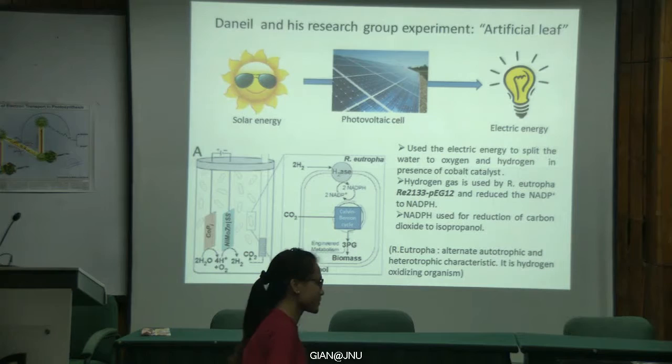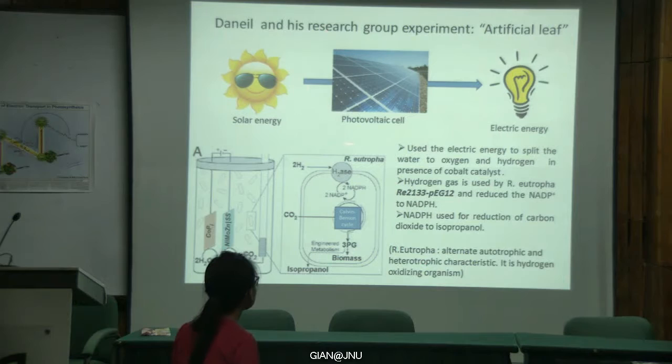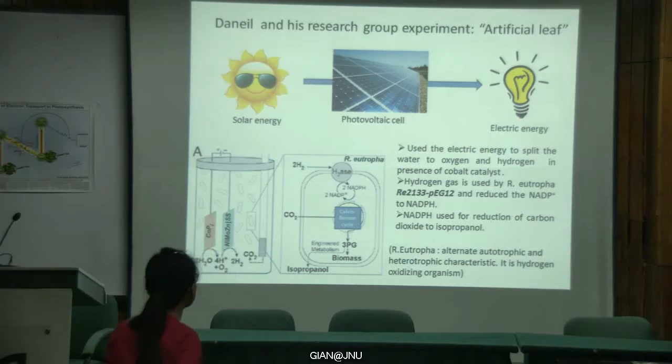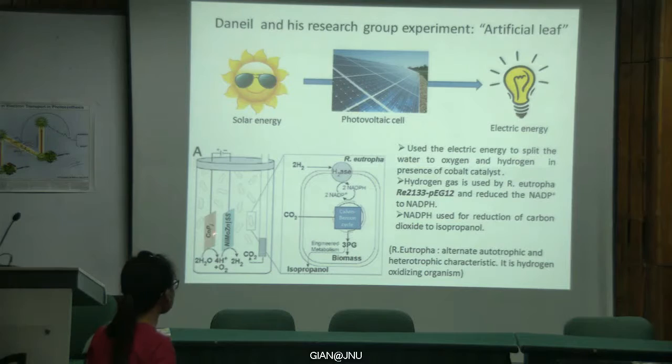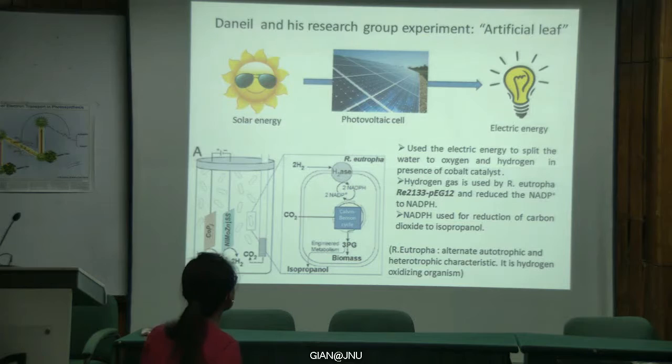The photovoltaic cells, we all know, convert solar energy into electric energy, and this electric energy is used to split water molecules into hydrogen, oxygen, and protons. In the process, this is the anode and this is the cathode. The protons are converted to hydrogen gas by this stainless steel cathode. They used a microorganism called Ralstonia eutropha, which has a hydrogenase protein on its membrane. It can take up this reducing equivalent and transfer it to NADP+, converting it into NADPH, which can be used for the Calvin cycle and the production of 3-phosphoglycerate and biomass.